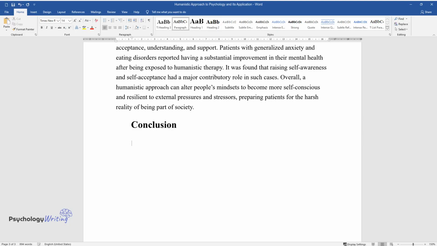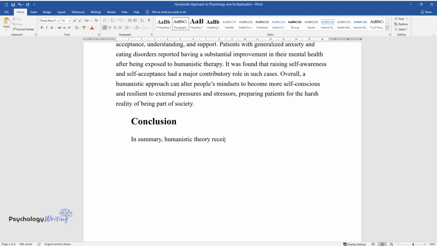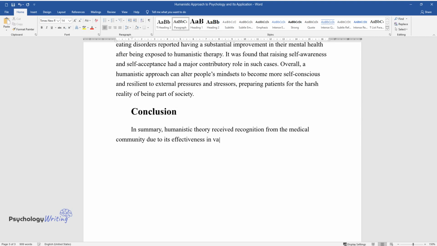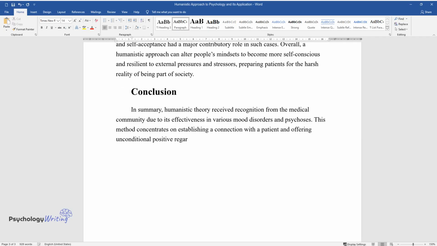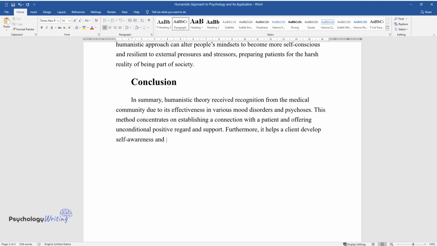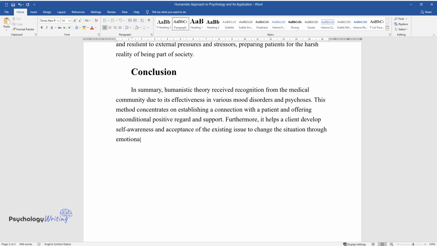Conclusion. In summary, humanistic theory received recognition from the medical community due to its effectiveness in various mood disorders and psychoses. This method concentrates on establishing a connection with a patient and offering unconditional positive regard and support. Furthermore, it helps a client develop self-awareness and acceptance of the existing issue to change the situation through emotional growth.